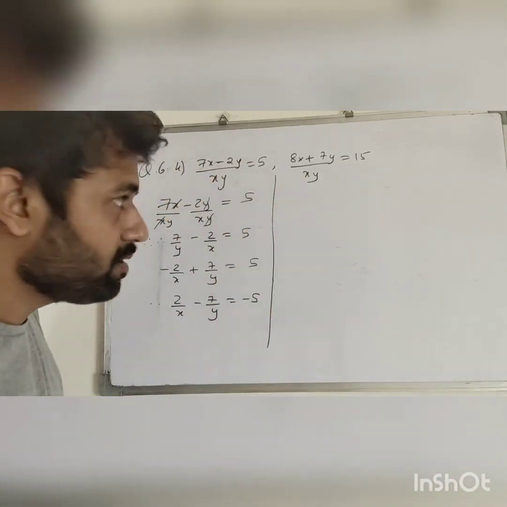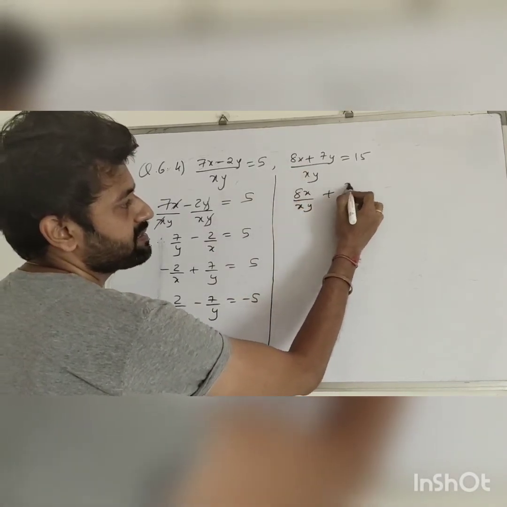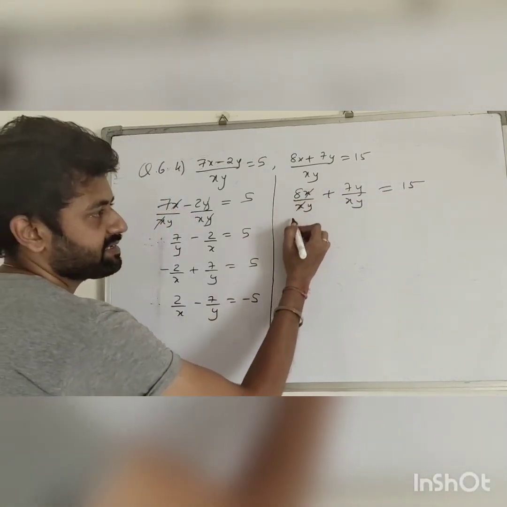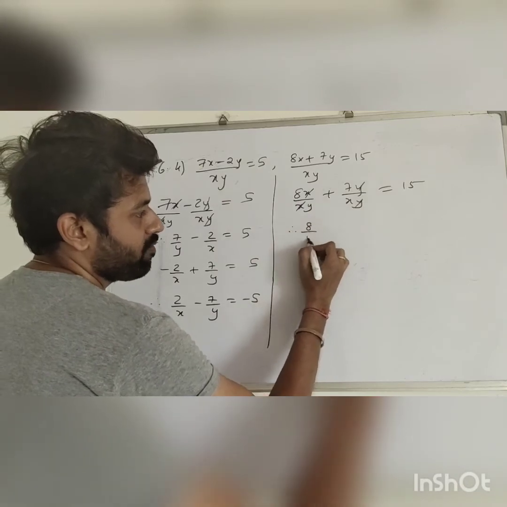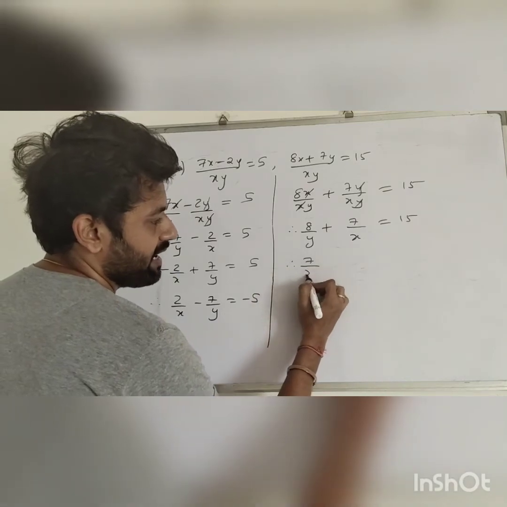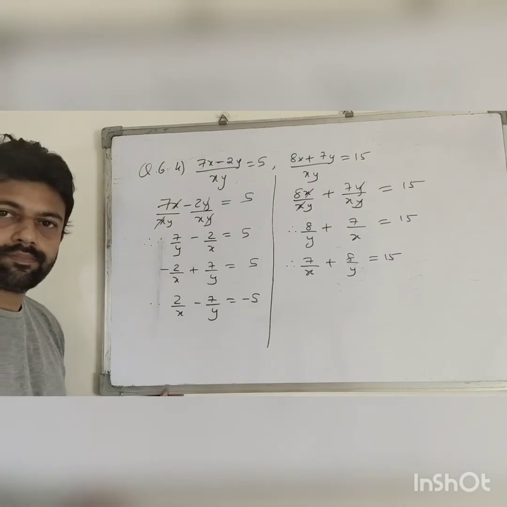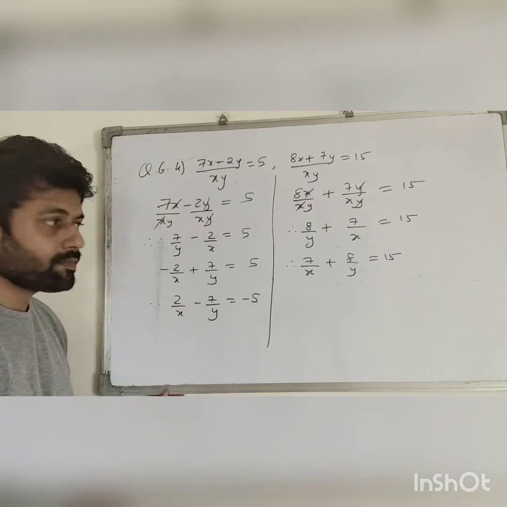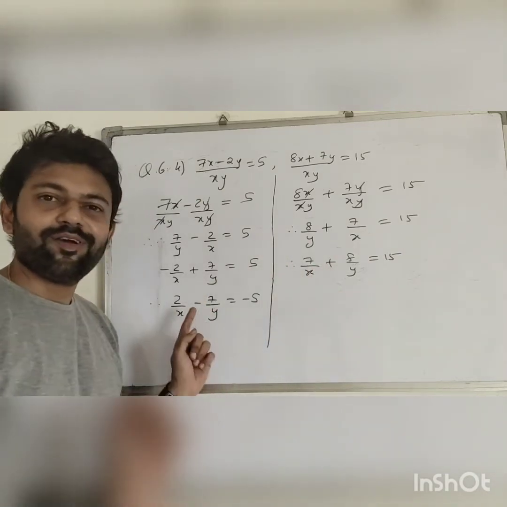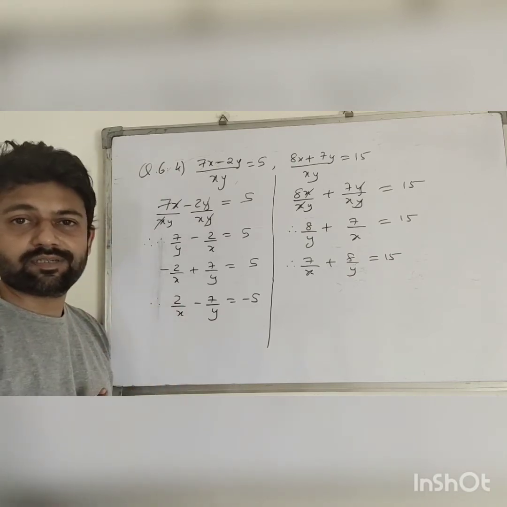Let us study this for the second part. 8x upon xy plus 7y upon xy is equal to 15. x cancels, y cancels, therefore 8 upon y plus 7 upon x is equal to 15, that is, 7 upon x plus 8 upon y is equal to 15. Observing these two equations, we should think of the category substitute, resubstitute.